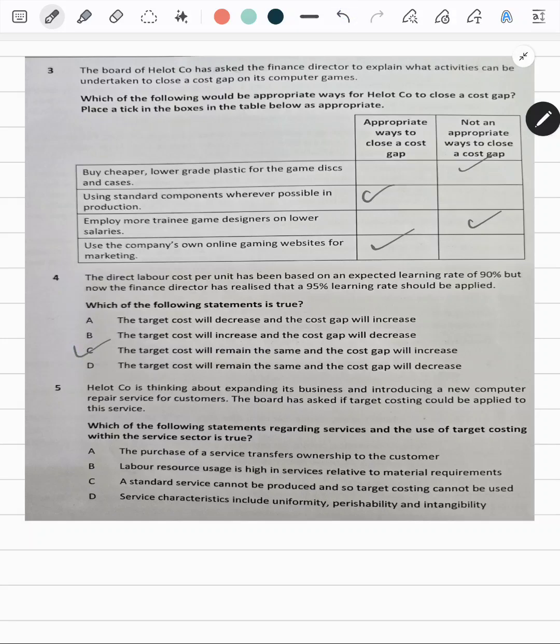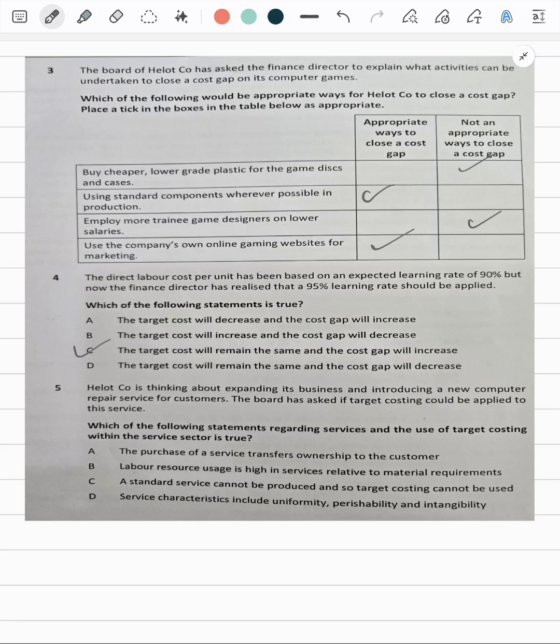C is the answer, because the change in the learning rate will always increase the current estimated cost. Over here the learning rate has increased from 90 to 95%, and this will lead to an increase in the cost gap. So the target cost will remain unaffected, as it is based on the target selling price, and the profit margin is also based on the target selling price.